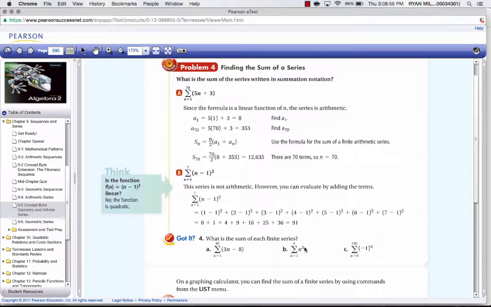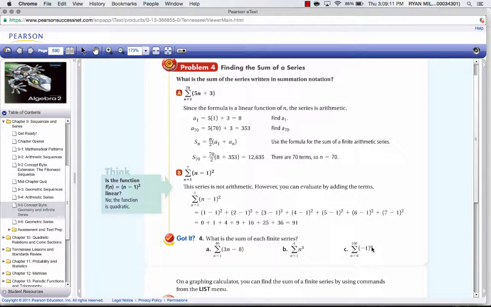This example right here is not linear, so I would actually have to plug in 1, plug in 2, plug in 3, and plug in 4. This example right here is not linear either, so I'd actually have to plug in 1, well, let's see, -1. You're just going to get a bunch of 1s and -1s.